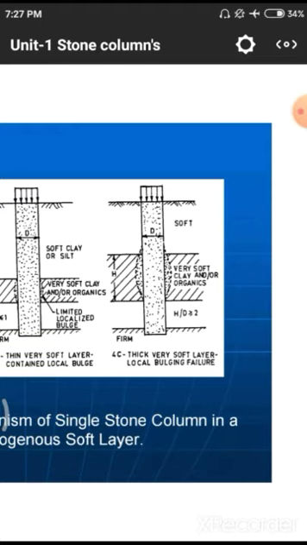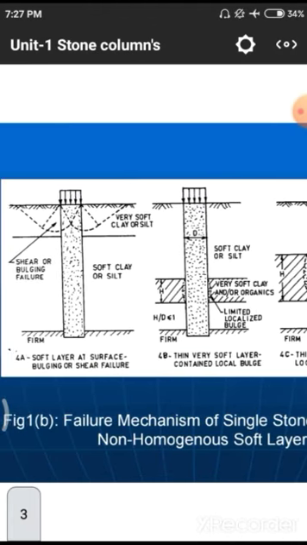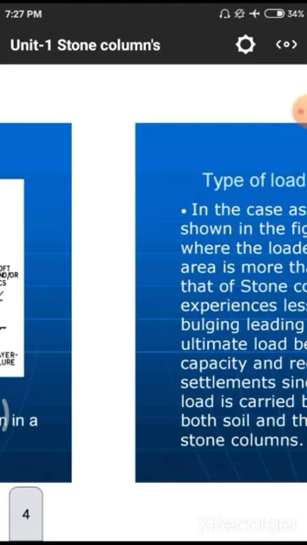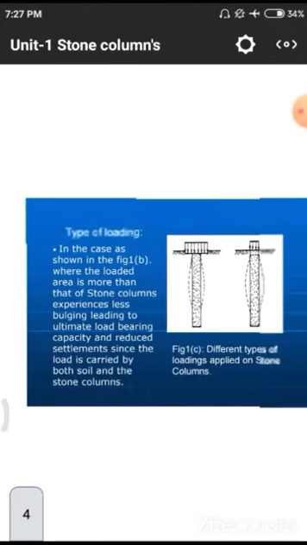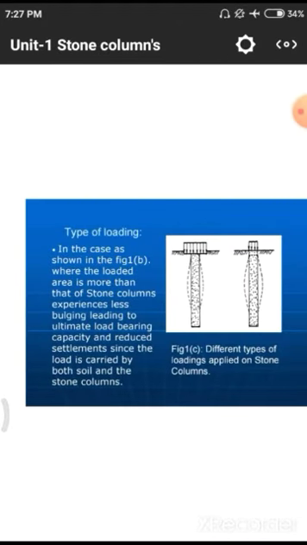Likewise, in the third case also we are having a thick soft layer, and a local bulging principle also appears. These are the three failure mechanisms of these stone columns whenever there is an application of load in different patterns. After that, how we need to apply a load on the stone columns. First one is the different types of loadings applied on a particular stone column.